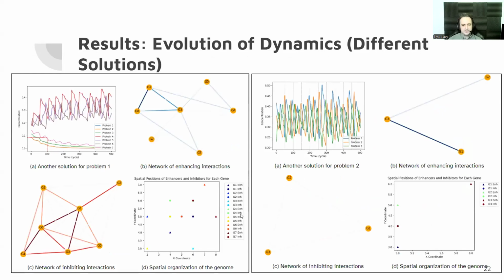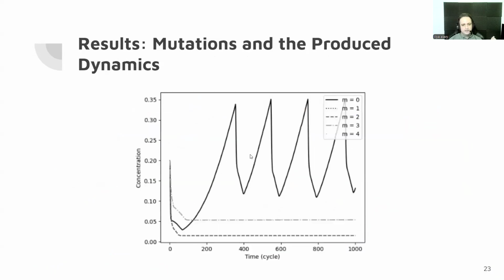This slide is a bit too complicated, but all I want to say is that we can have different solutions for the same problem. So it doesn't necessarily have to be the shape that we can see here. And finally, we measured the impact of mutations on the produced dynamics. Sometimes mutations are neutral. They don't change the dynamics at all. For example, with no mutation and one mutation, the dynamics are overlapping. And for 2 and 3, we have it here, and then we have it here, so we can see changes in the system. And 4 also overlaps, I think.